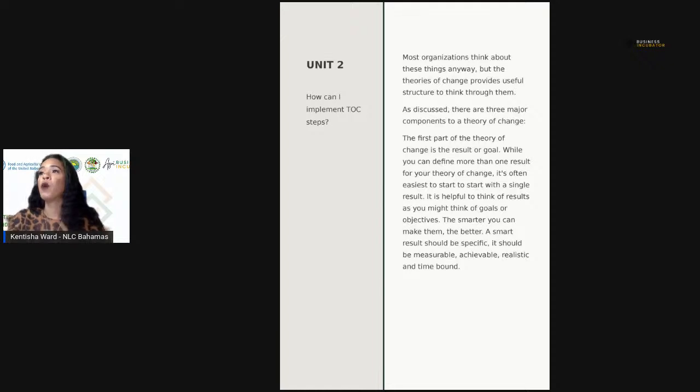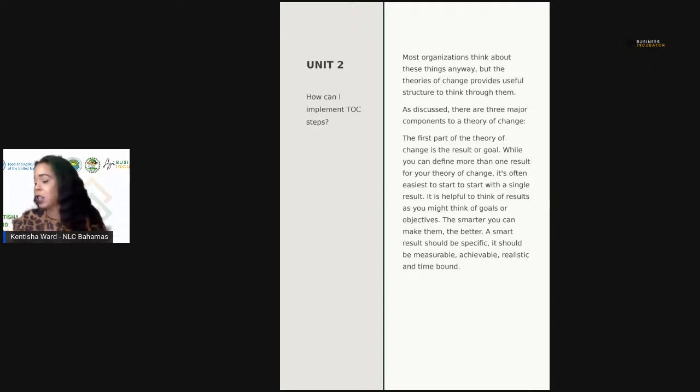Okay, so most organizations think about these things anyway, but the theory of change provides useful structure to think through them. As discussed, there are 3 major components to a theory of change. The first part of the theory of change is the results or goal. While you can define more than one result for your theory of change, it's often easiest to start with a single result.